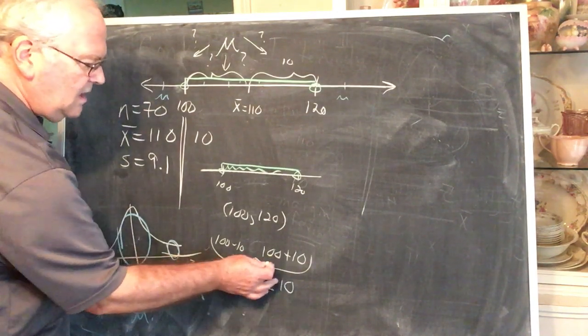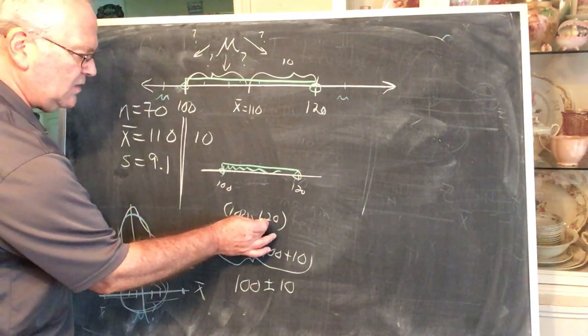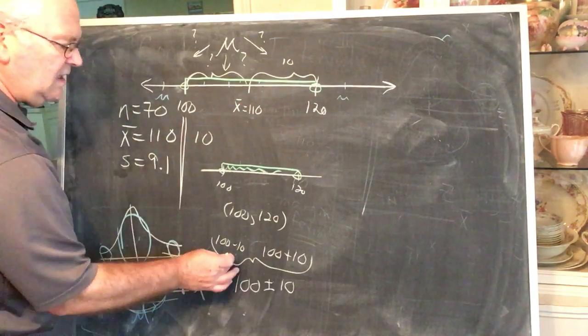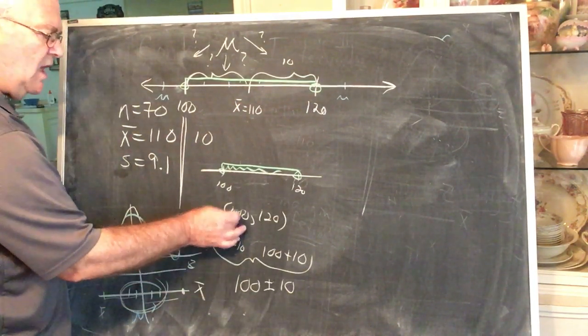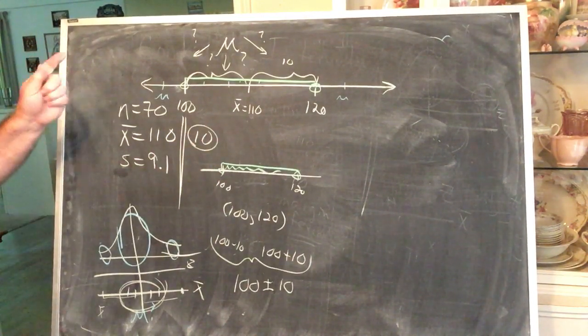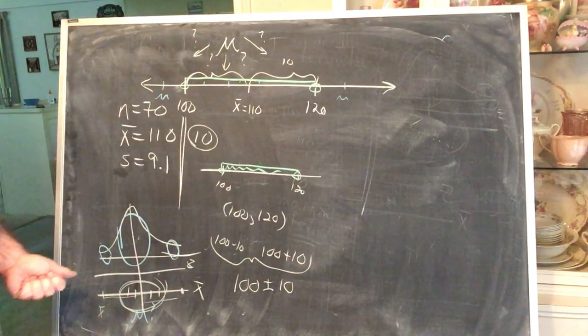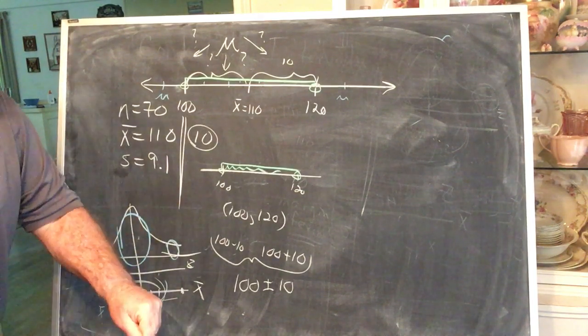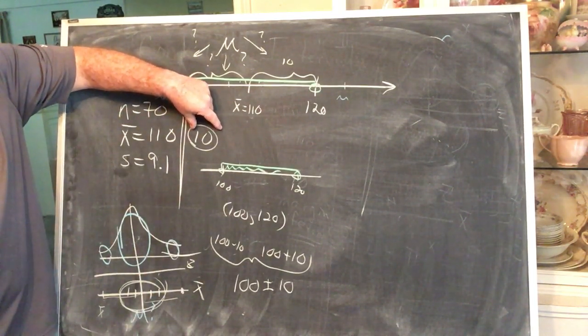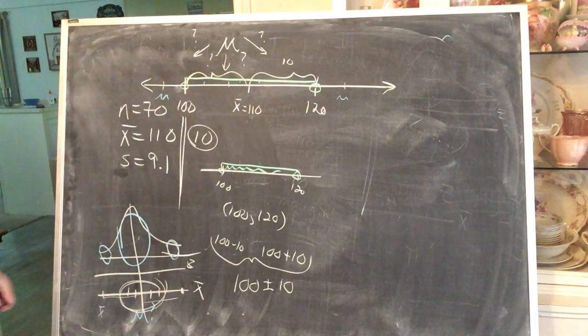100 plus 10 gives us 120, which is this top value. 100 minus 10 gives us 100, this bottom value. Where did the 10 come from? In this example, I just pulled it out of the blue sky. In our work, we're going to have a formula that computes this. But more on that in just a bit.